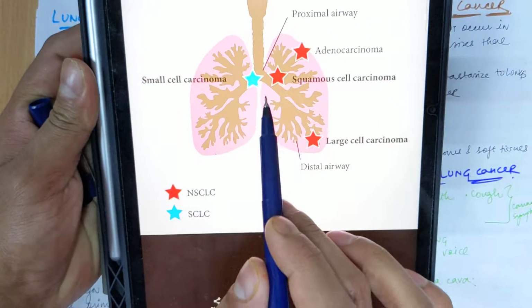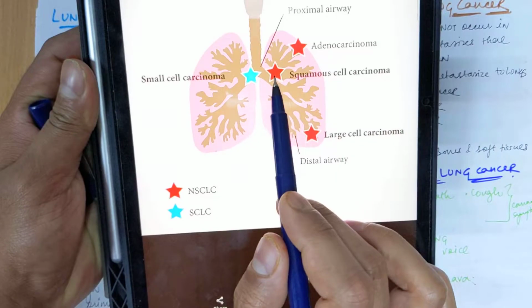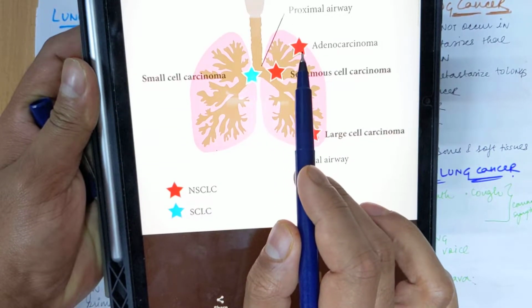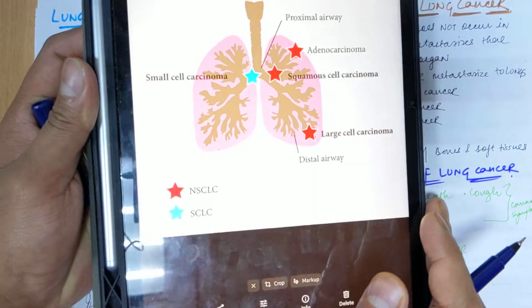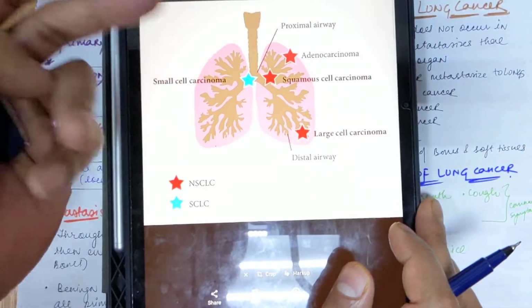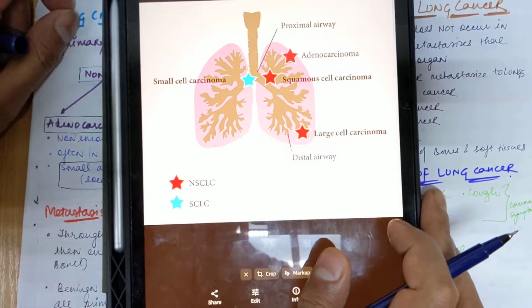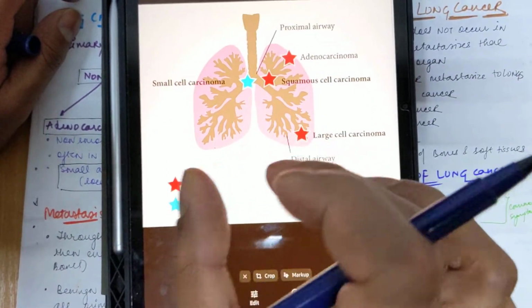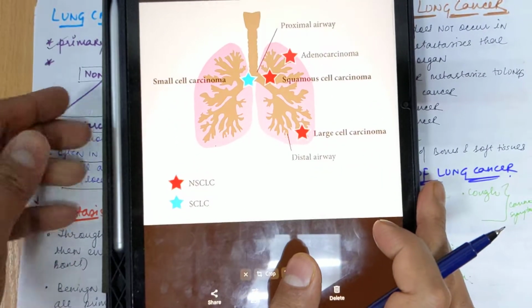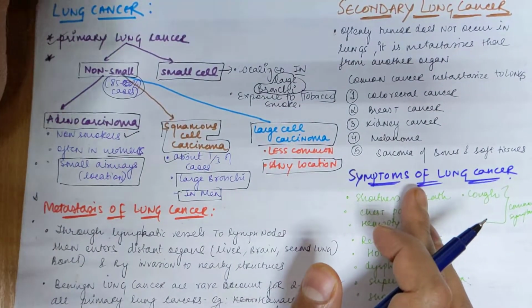So it is also after the primary, then comes your secondary. Squamous is also in a large bronchus, but adeno is on the tertiary, the distal part, and large cell carcinoma can be at any location. So it can occur in the primary bronchi, the distal bronchi, or the secondary or tertiary. Okay, so these are the images regarding the location of the cancer, the types of lung cancer. Clear?